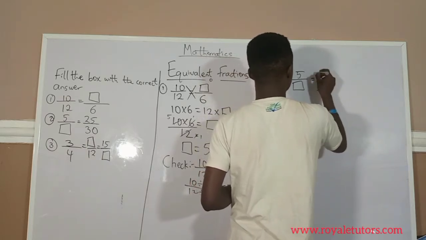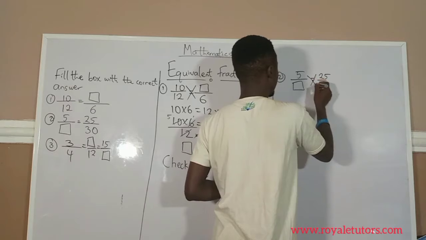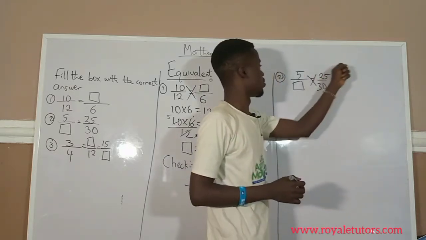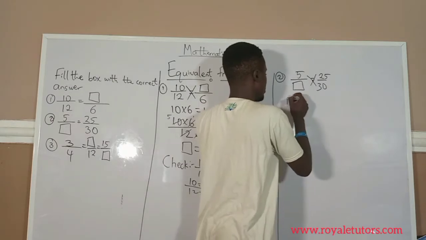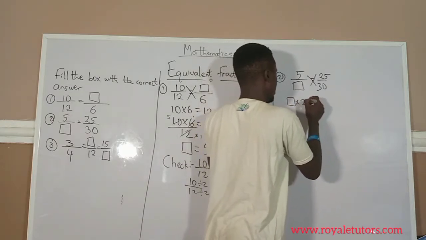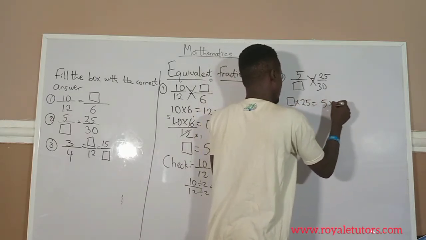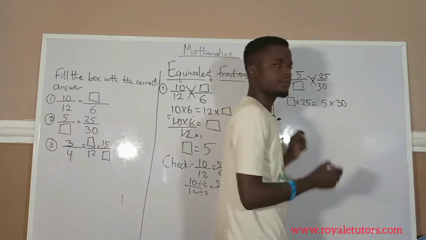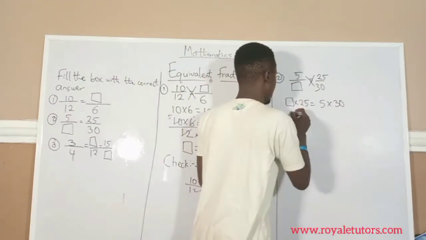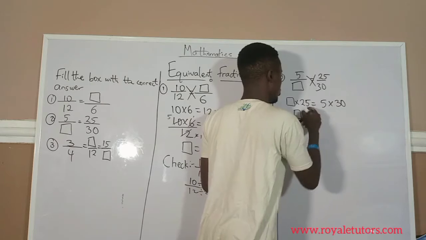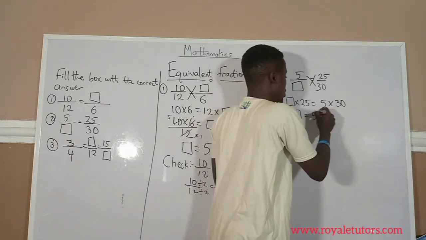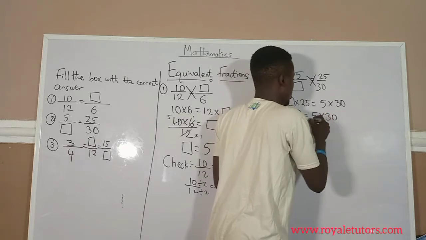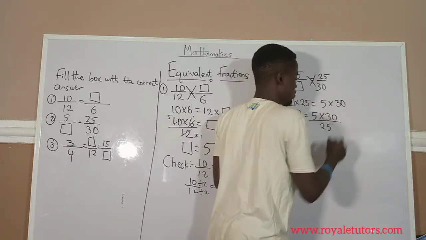Don't forget, the first thing we do is the cross multiplication. That is, this will multiply the one above, this one will multiply the one below. So you have box multiplied by 25 is equal to 5 multiplied by 30. So you have a box is equal to, don't forget I said this is multiplication, when it comes here it becomes division. So you have 5 multiplied by 30 divided by 25.